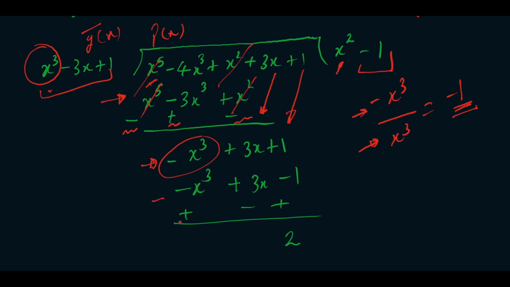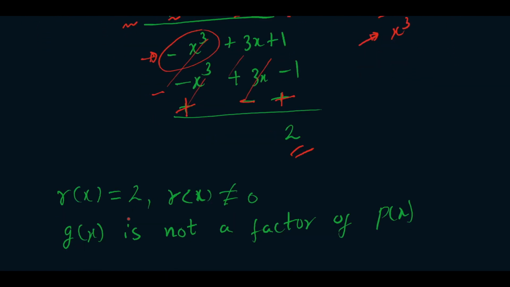So this is a minus sign, so it becomes a plus. This is a plus, so it becomes minus. And this is a minus, so it becomes plus. These two cancel out. These two cancel out. So the remaining is 1 plus 1 equals to 2. R of x is equal to 2 and it is not equal to 0. Hence g of x is not a factor of p of x.